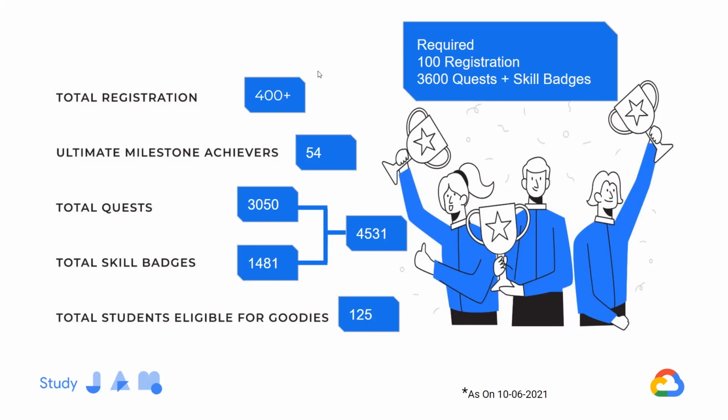And the Kochi University College of Engineering Kuttanad has achieved the ultimate milestone. This was possible only because of your hard work and dedication. A total of 125 students are eligible for the swags. That is, the students who completed at least 8 QST and 4 skill badges are eligible for the swags. That means 125 students are eligible.